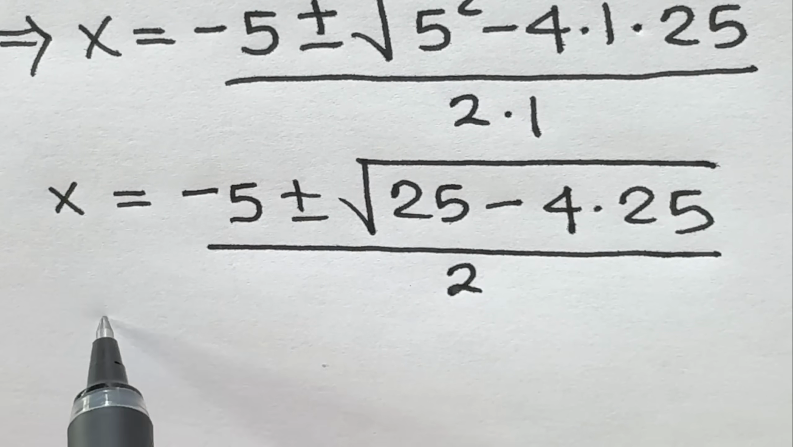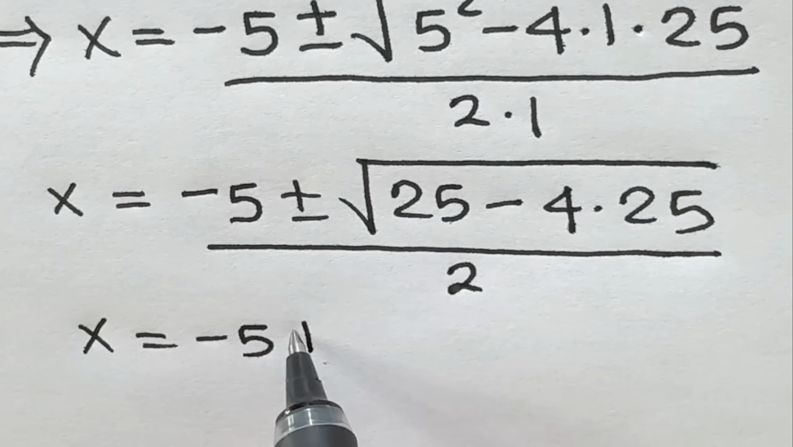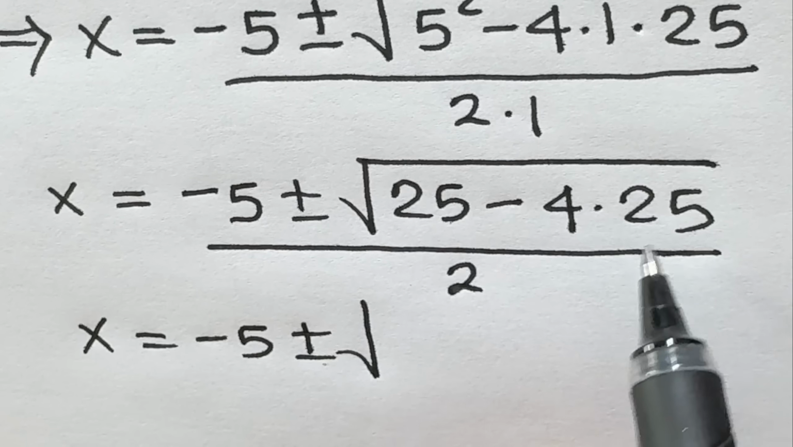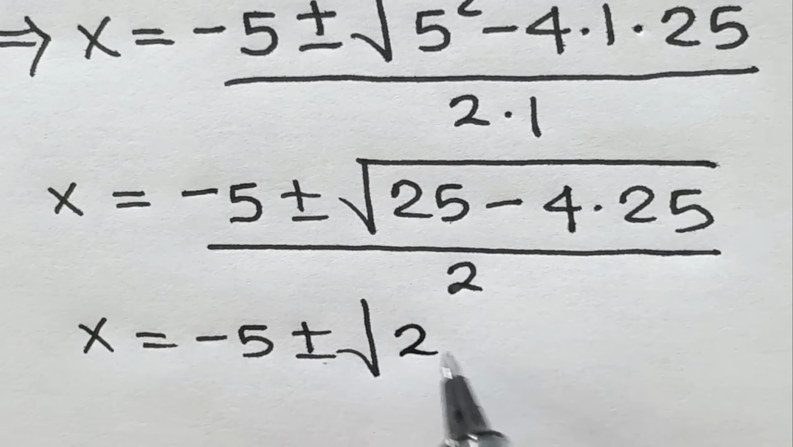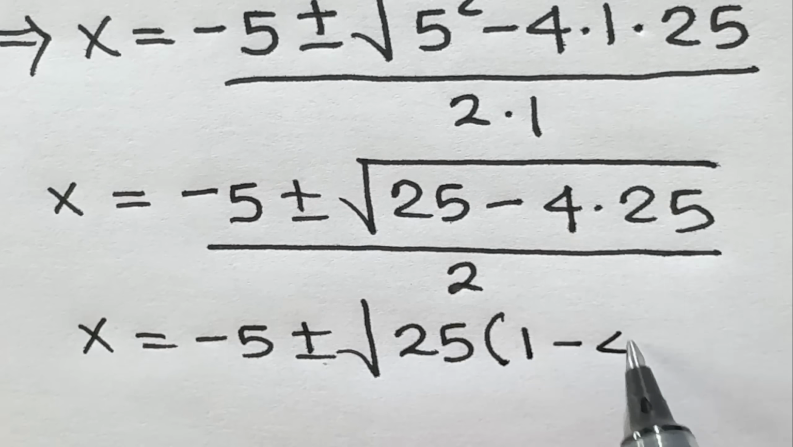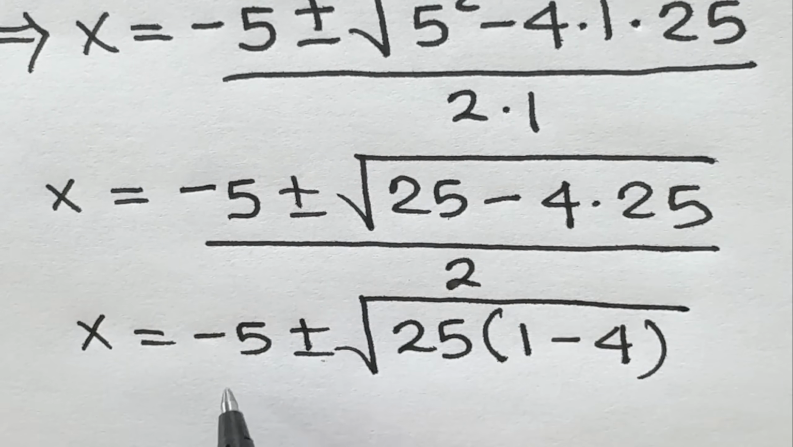Therefore, x is equal to negative 5 plus or minus the square root of 25 here, 25 here. So I'm going to factorize 25 into 1 minus 4, then divided by 2.